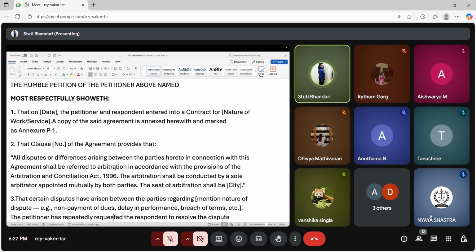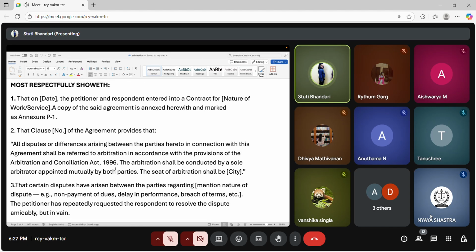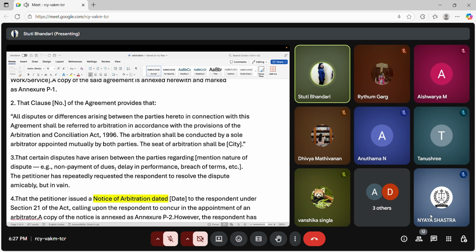That certain disputes have arisen between the parties regarding whatever your dispute is, be it non-payment of dues, specific performance, or breach of any term of the agreement. The petitioner has repeatedly requested the respondent to resolve the dispute amicably but in vain. That the petitioner issued a notice of arbitration. So you have to then write that I also asked them to directly approach the court through the arbitration proceeding, but the party did not pay it. So you'll write that also.